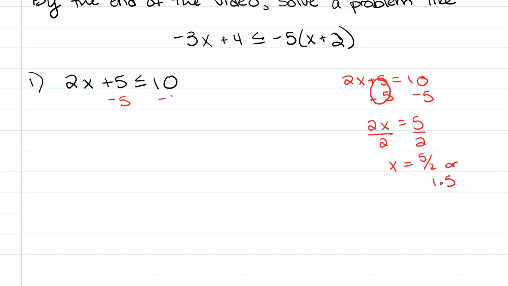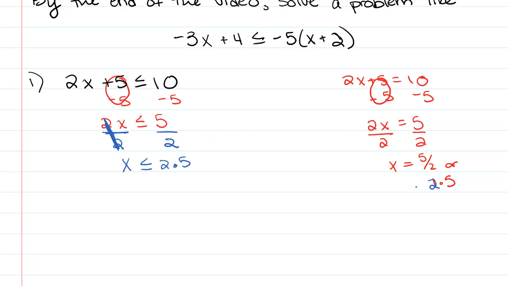So I'm subtracting 5 from both sides. 5 minus 5 is 0. I'm left with 2x on the left. And 10 minus 5 is 5. So my second step here is that 2x is less than or equal to 5. Next up, I divide both sides by 2, just like I did in the equation. 2 divided by 2 is 1. 1x is the same as x. And then 5 divided by 2, I made a mistake. That's 2.5, not 1.5. There we go. So that should be x is less than or equal to 2.5.